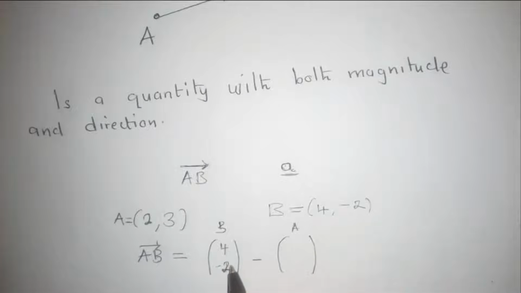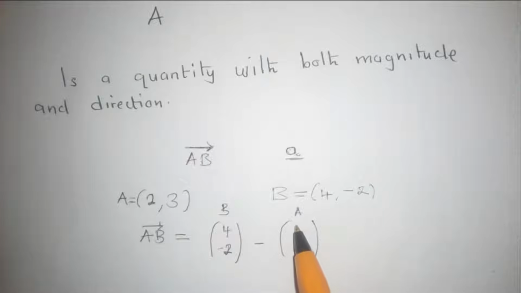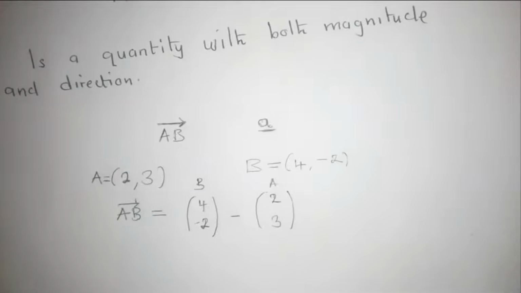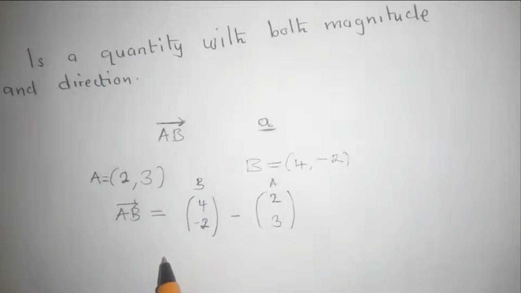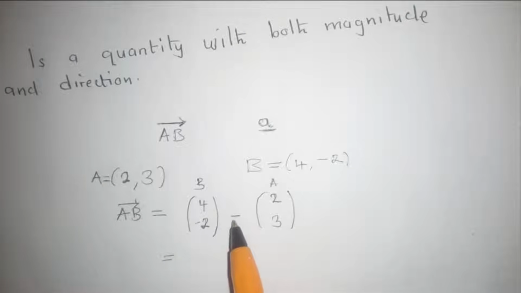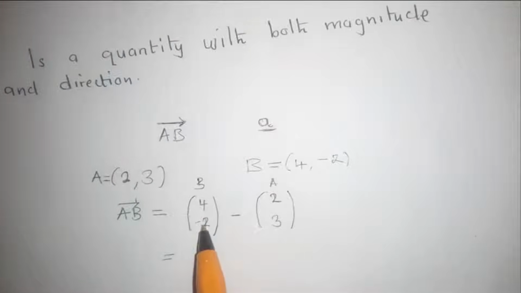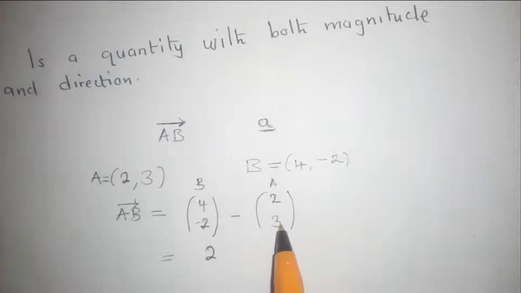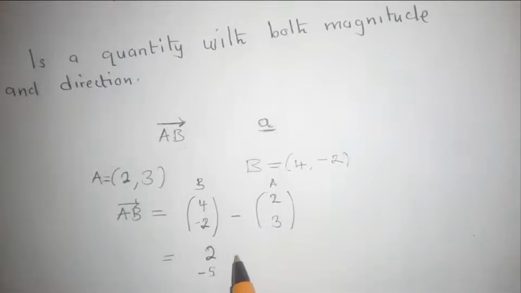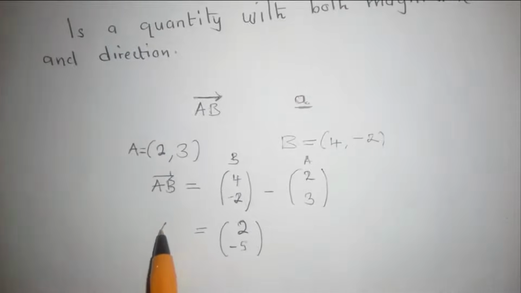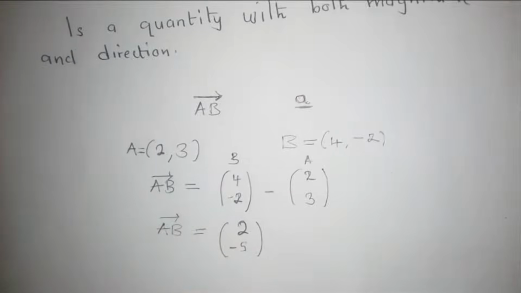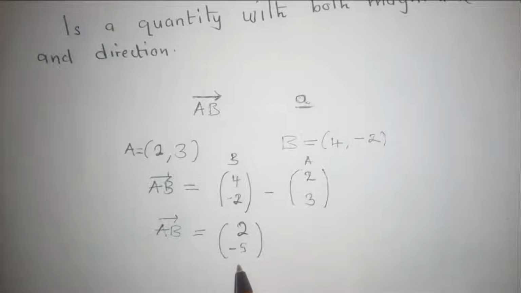So this is in a column form. This also, we put this point in a column form, it will be 2, 3. So I've just put these in column forms. You can see column. So now you can start subtracting the corresponding points. So 4 minus 2 is equal to 2. -2 minus 3, it is -5. So this is now our vector AB. So this is how you get to know that this is vector AB.